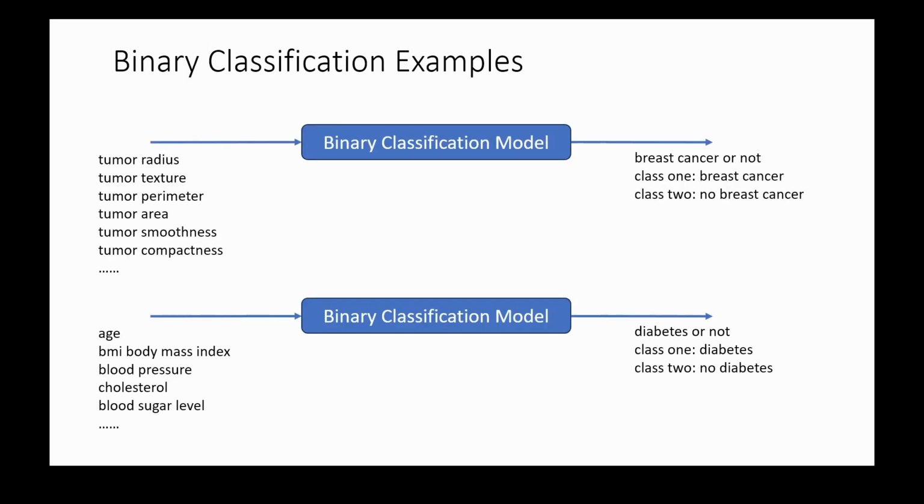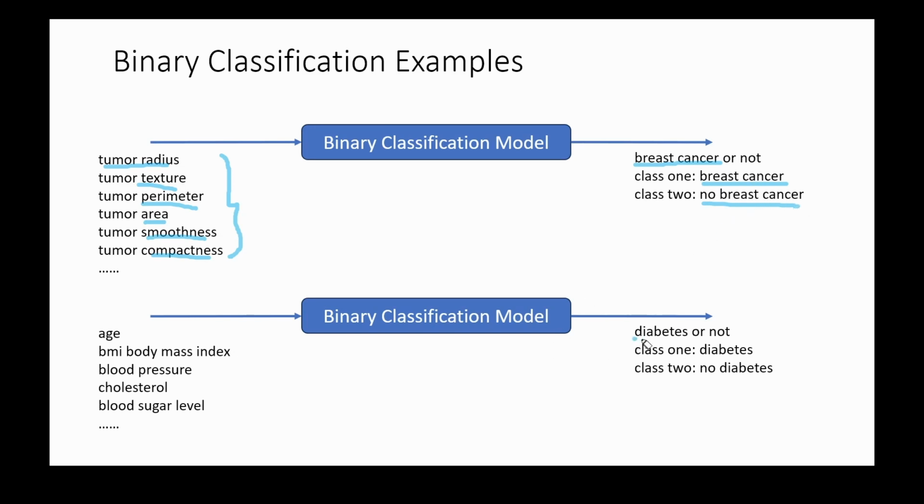So what is a binary classification model? A binary classification model can take as many input features as you like, but its output can only belong to one of the two classes. One example of a binary classification model could be breast cancer detection. So given the tumor radius, texture, parameters, area, smoothness and compactness, etc., those are the input features. The output can only belong to one of the two classes. Class number 1 is the patient has breast cancer. Class number 2 is when the patient does not have breast cancer.